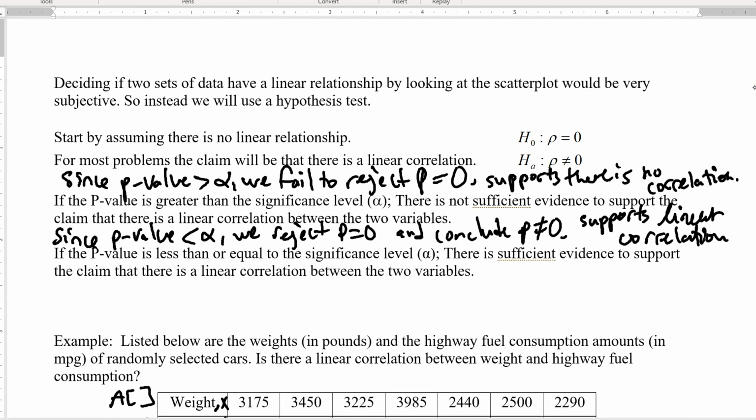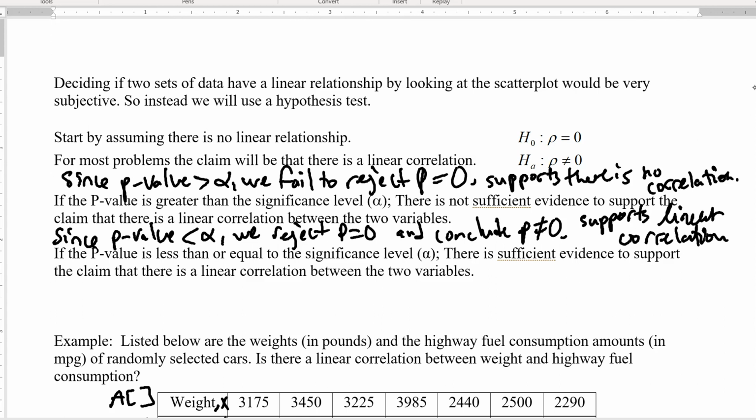So how we do it is we set up this test, and the null hypothesis is that rho equals 0. When I say rho equals 0, that means that there is no correlation. This implies it is weak. Okay? So if we fail to reject 0, that supports there is no correlation. That means there is a super weak relationship. We should not use linear regression.